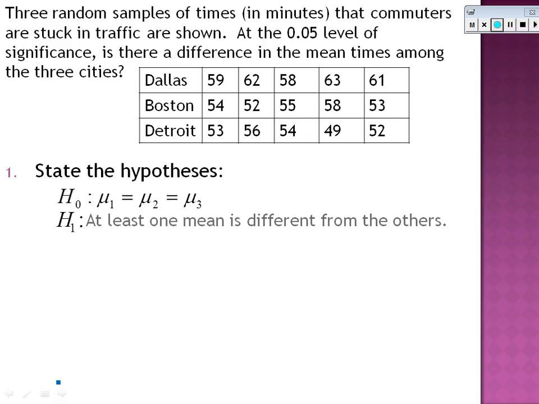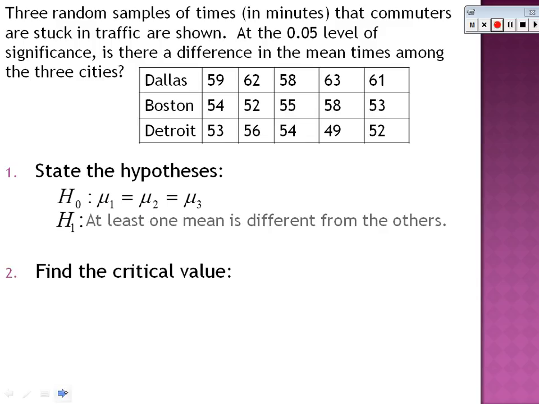The null hypothesis will always show that the means are equal. Notice we see mu, that's our population mean, and then little subscripts just denote the 3 different populations. If you have more than 3, you'll see a mu sub 4, a mu sub 5, however many you need. And then your alternative hypothesis will always state at least one mean is different from the others.